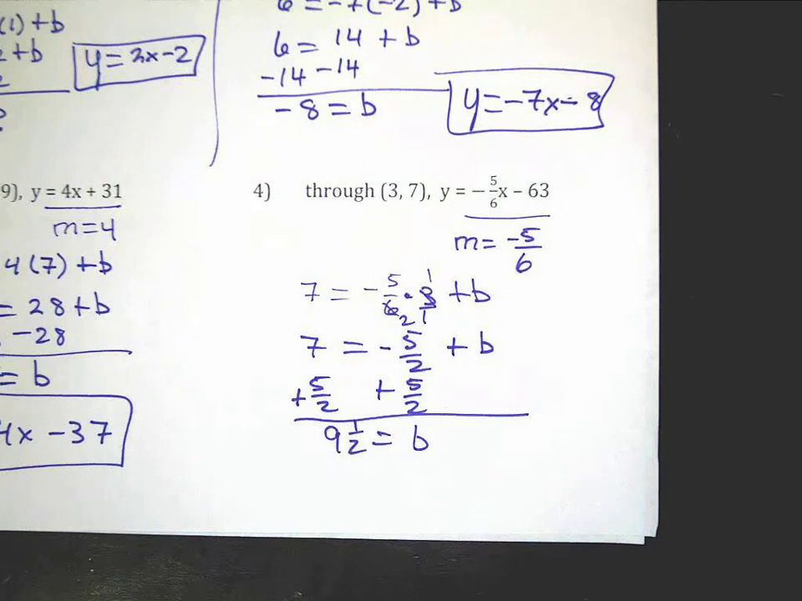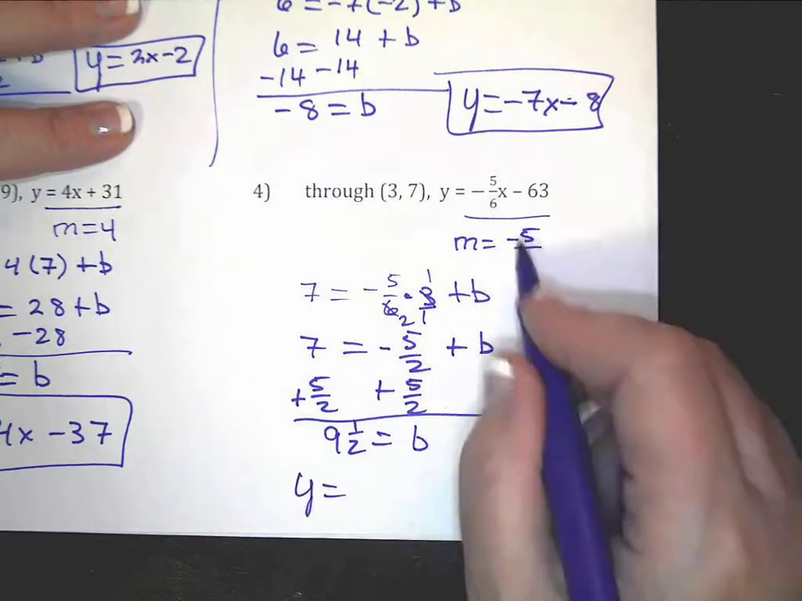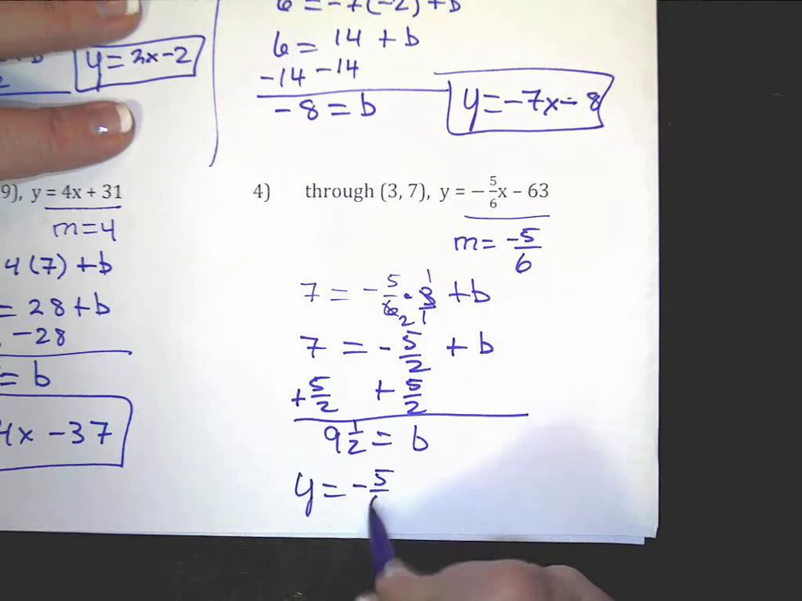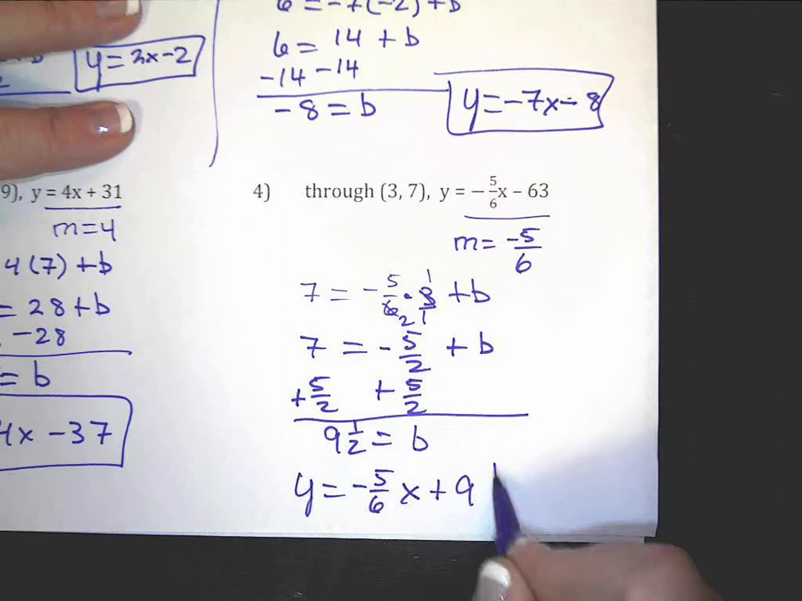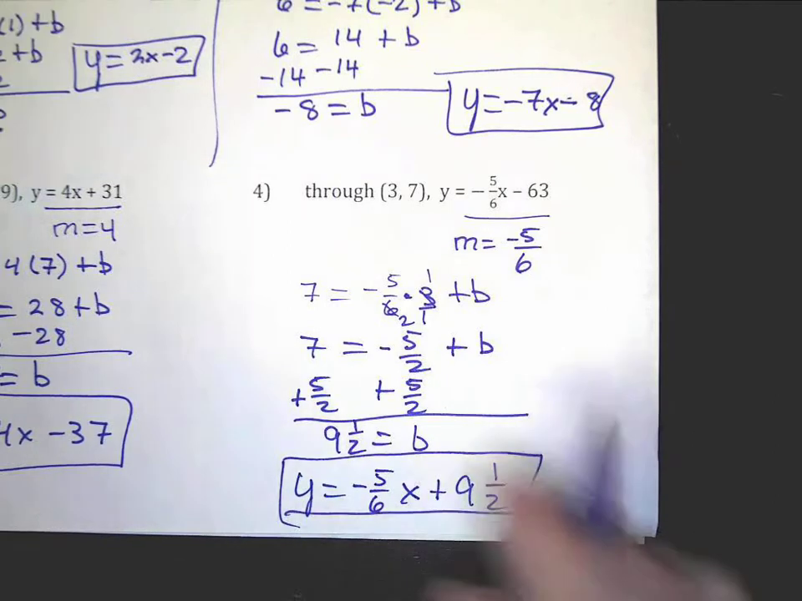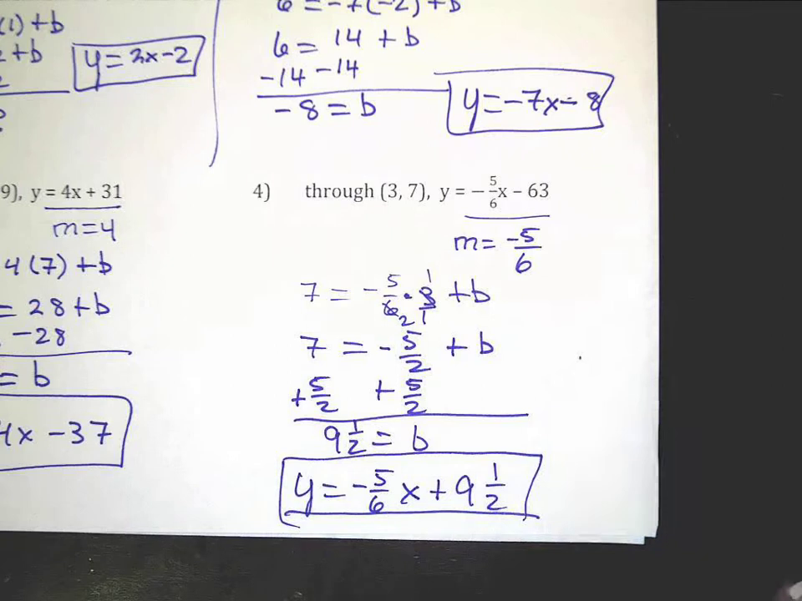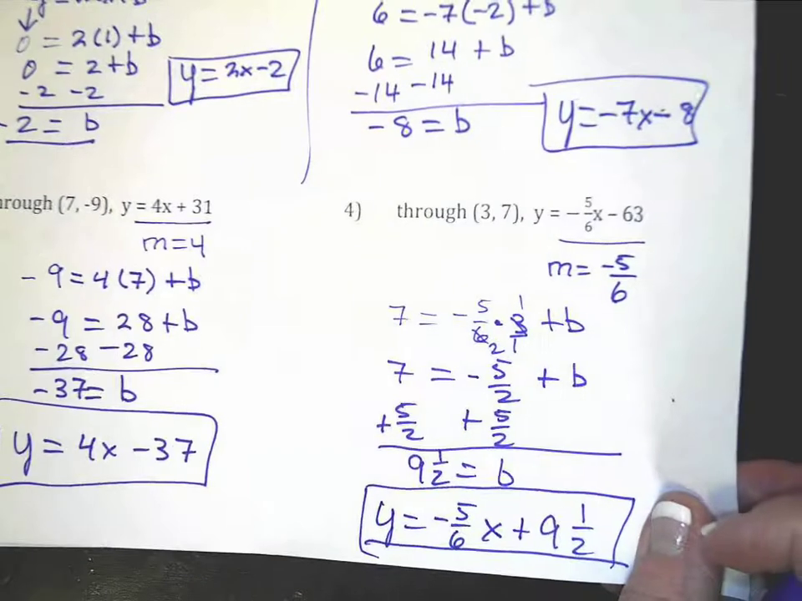So for our final answer, we have an equation, y equals, our slope is negative 5/6, x plus the y-intercept of 9 and 1/2, or 9.5. Different ways we could write that y-intercept. Okay, so that deals with the equations of lines that are parallel.